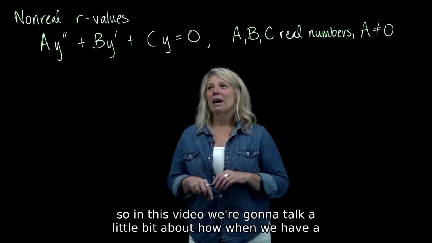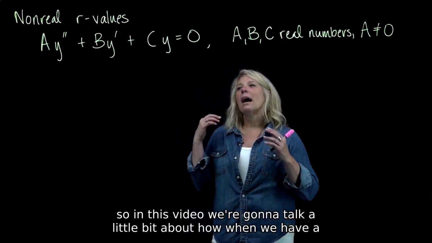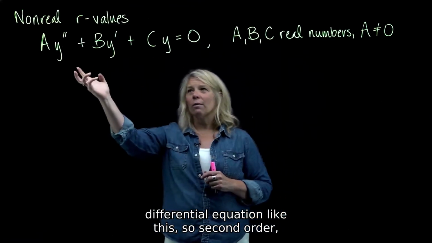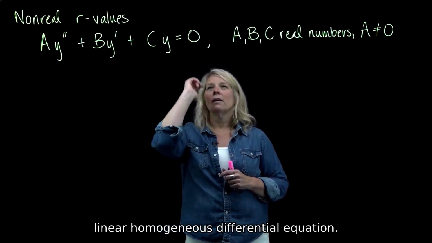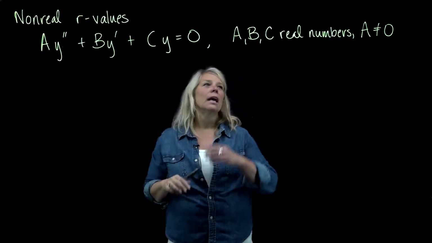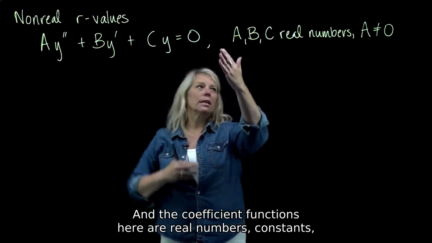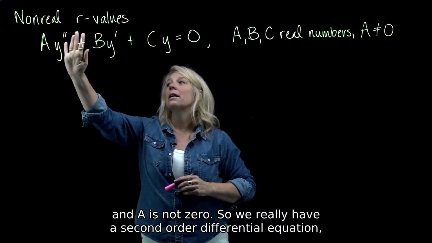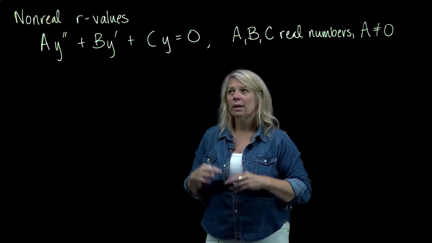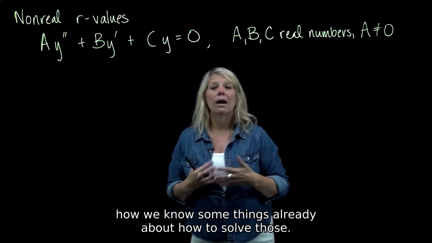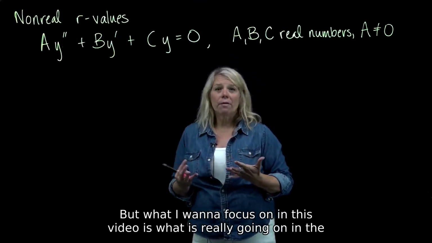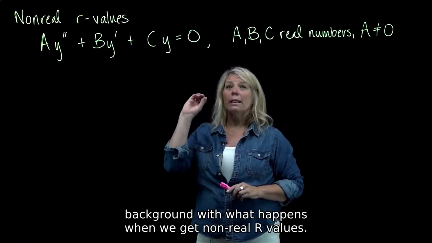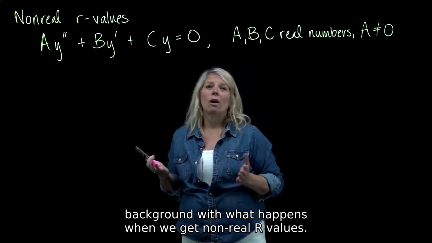Right, so in this video, we're going to talk a little bit about when we have a differential equation like this: second order, linear, homogeneous, and the coefficient functions here are real numbers, constants, and a is not 0, so we really have a second order differential equation. We know some things already about how to solve those, but what I want to focus on in this video is what is really going on in the background when we get non-real r values.